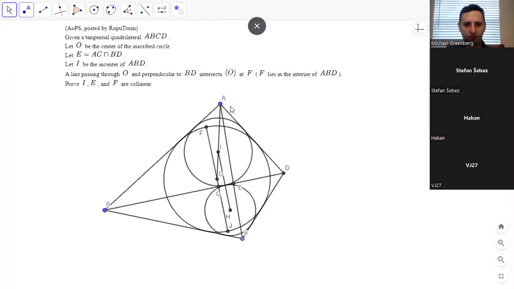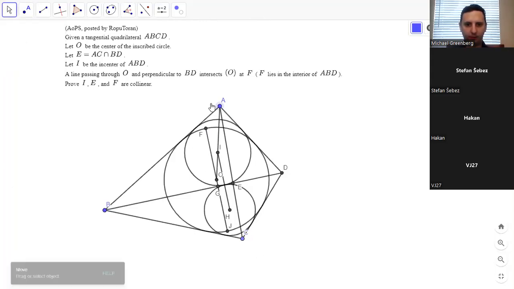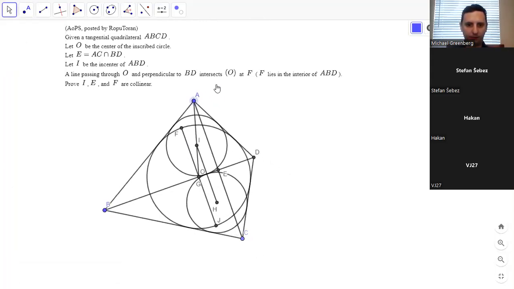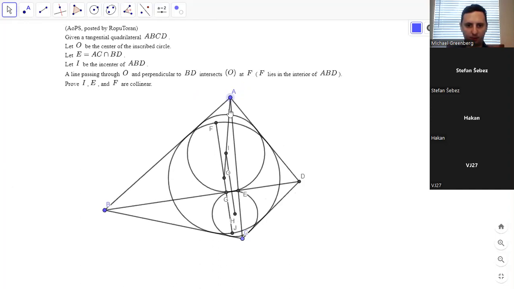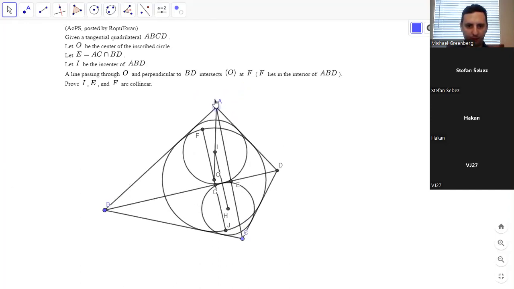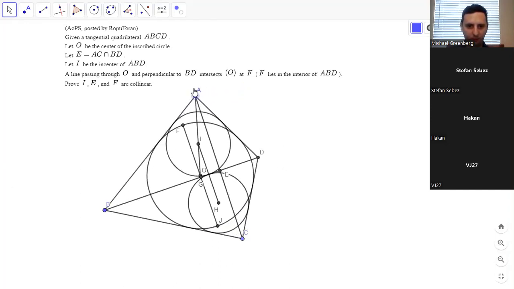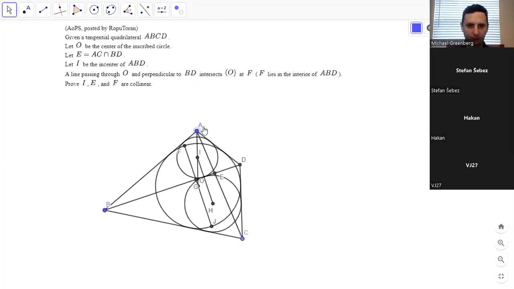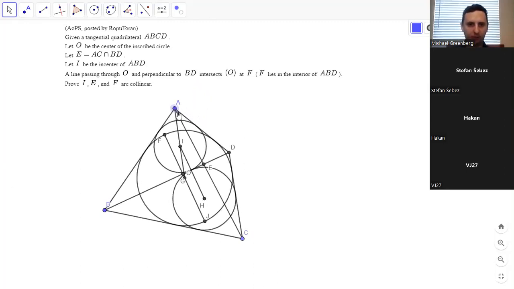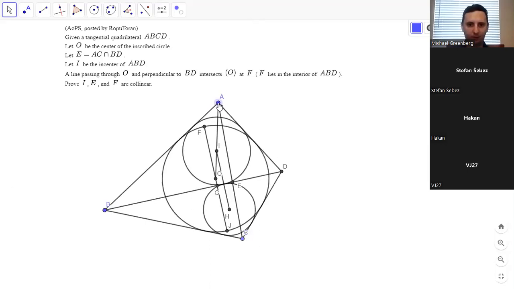Yeah, let me make this look a little better. It almost looks like AE is perpendicular to BD. When it's not perpendicular though, it's hard to make a good diagram where it doesn't look that perpendicular. So yeah, we'll just have to remember it's not perpendicular.